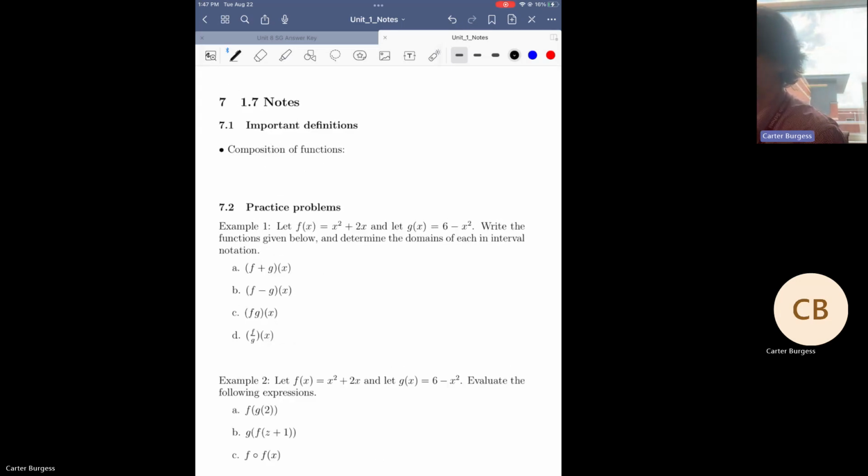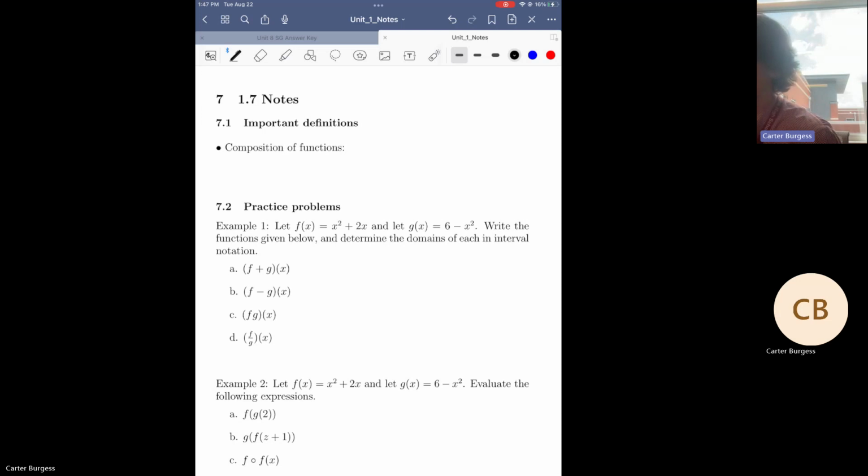So I've got two functions here. I've got f of x defined as above. I've got g of x defined here. And for our first function that we are trying to find, we are trying to find f plus g of x. So what would we think that we should do? What do we think we should do to find f plus g of x?